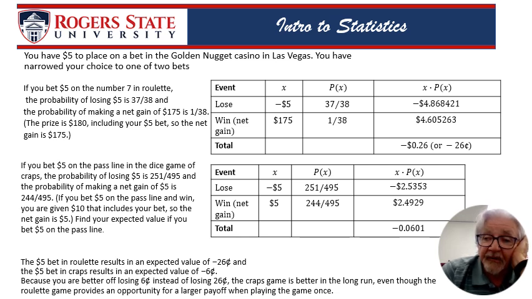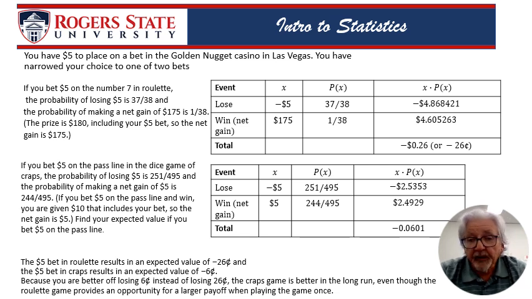But what's the probability of this happening? Well, there are 38 numbers on the wheel. 37 of them are losers, and 1 of them is a winner. So the probability of losing is 37 out of 38, and the probability of winning is 1 out of 38. Now all I do is take -5 times this, which gives me -$4.86, and 175 times this, which gives me $4.60. That means my expected value is a loss of 26 cents. So if I play this game over and over, at the end of the night the average loss on each play is about 26 cents.